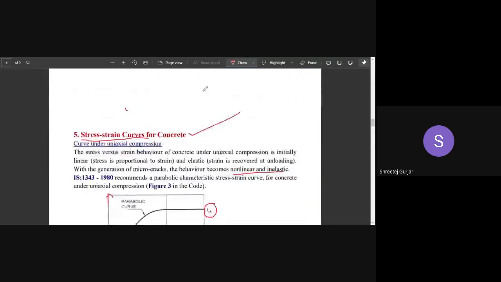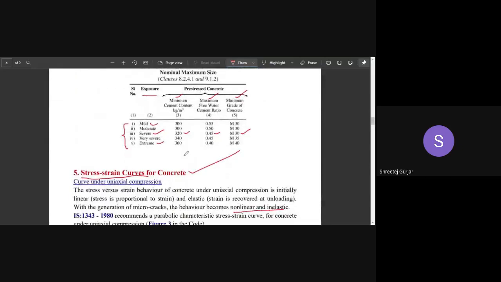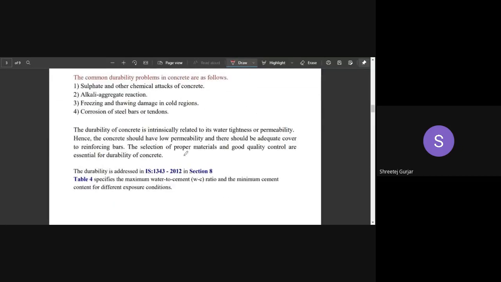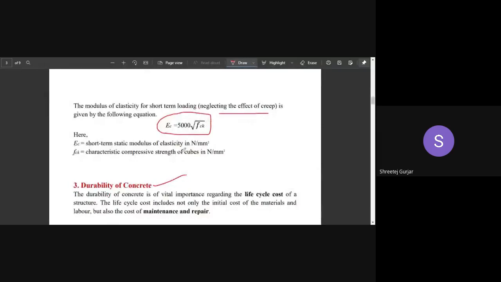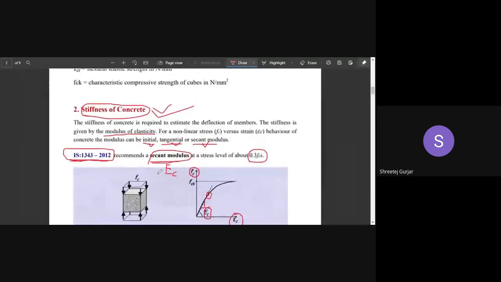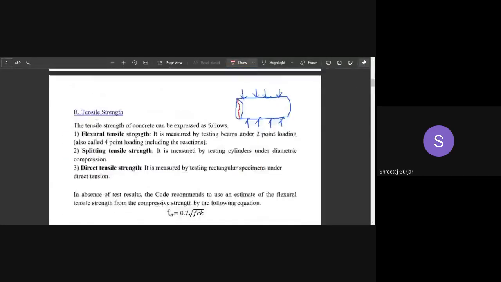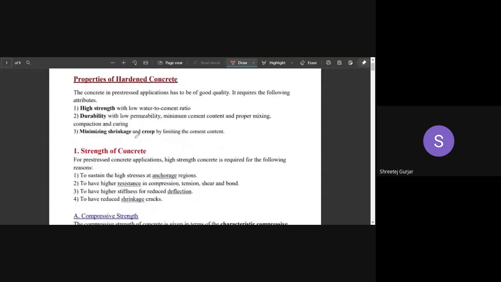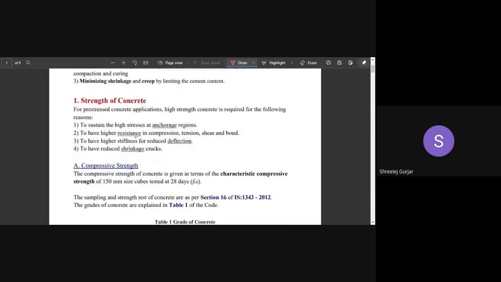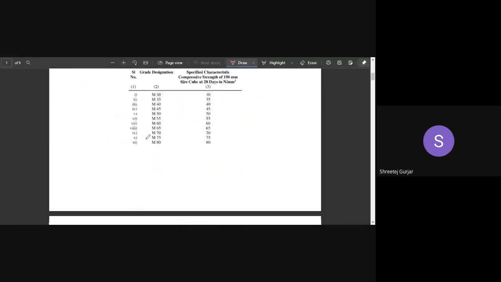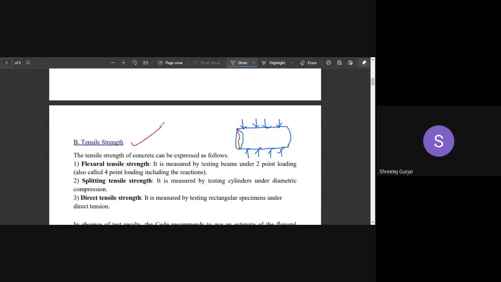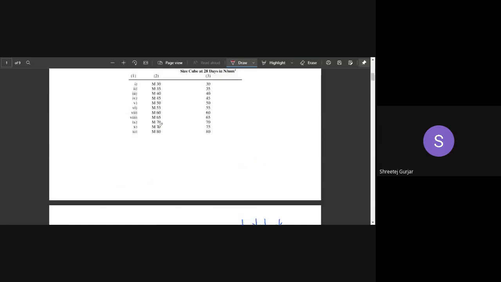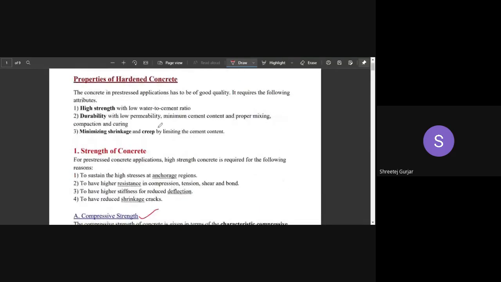So what have we studied? We have studied stress strain curve for concrete under compression and under tension. We have studied durability of concrete. We have studied stiffness of concrete, and we have studied strength of concrete. And under strength of concrete, we have studied compressive strength and tensile strength. How do we determine and what is the formula for both of those? So these are a few properties which we have studied today.